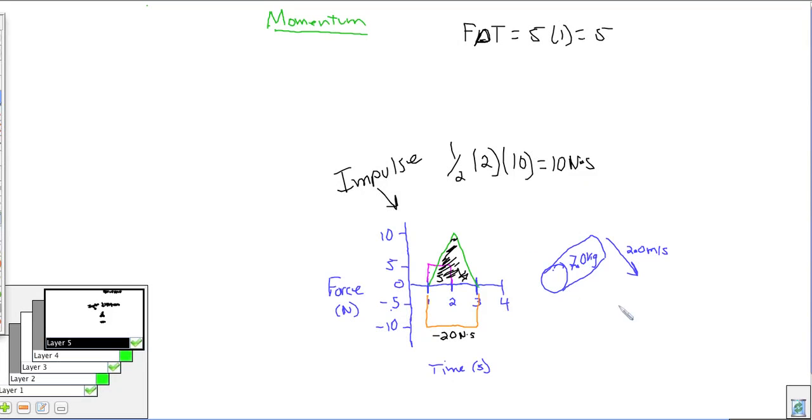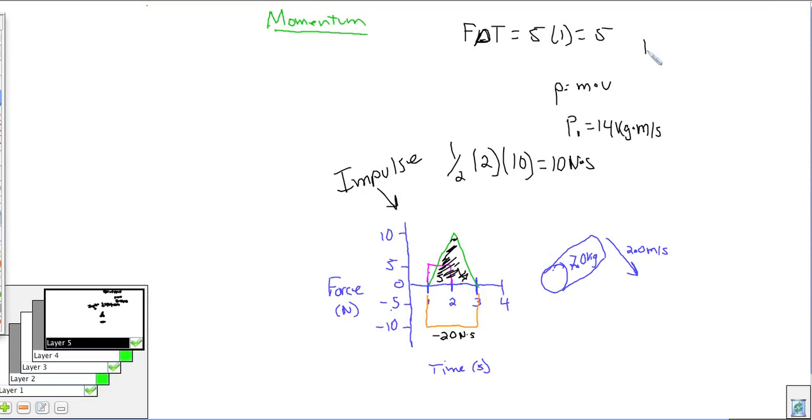All right. Let's see what this would do to my cylinder. My cylinder is moving at 2 meters per second, and it is 7 kilograms. And we know that momentum equals mass times velocity. So my initial momentum for my cylinder is 2 times 7. So my momentum initial equals 14 kilograms times meters per second.